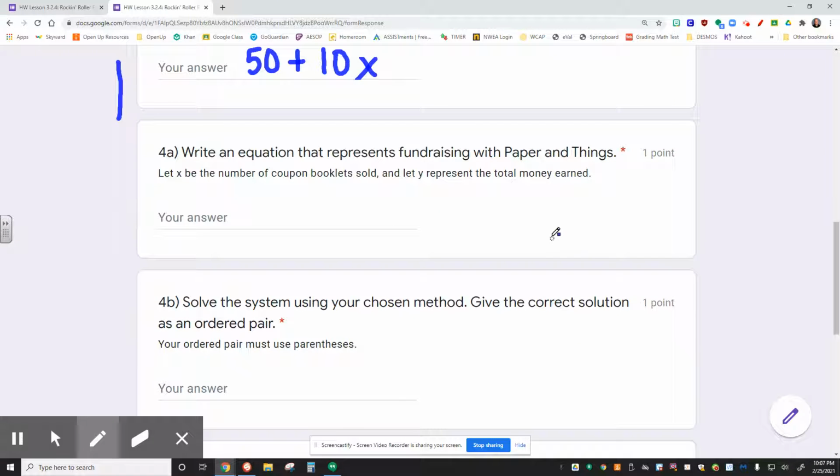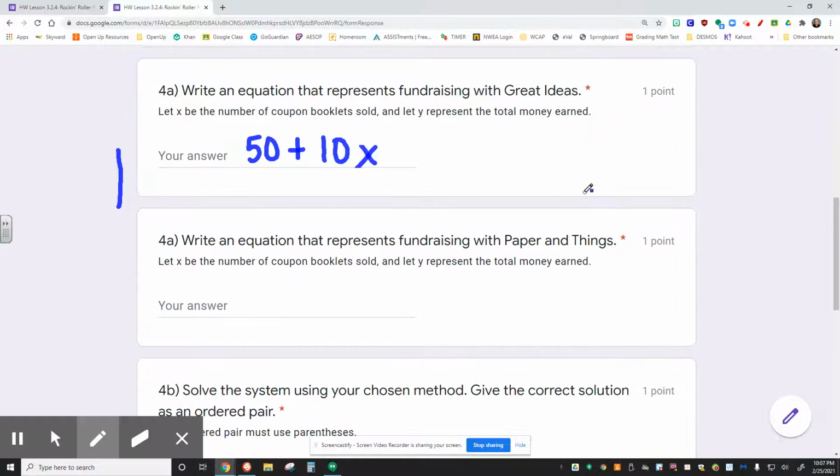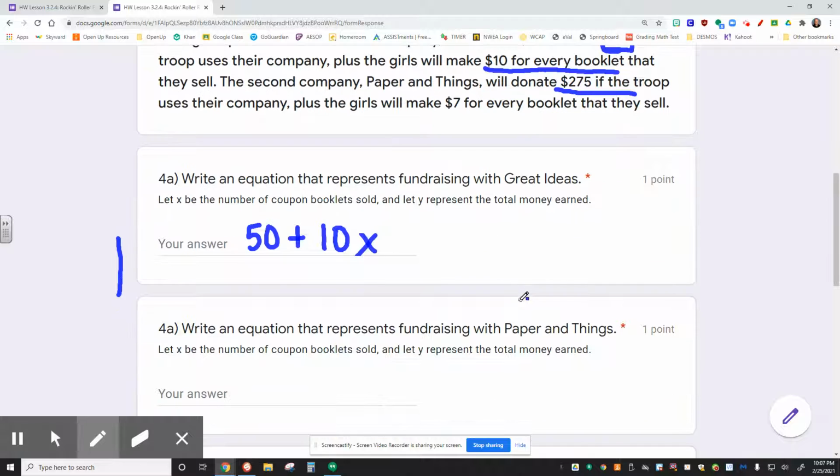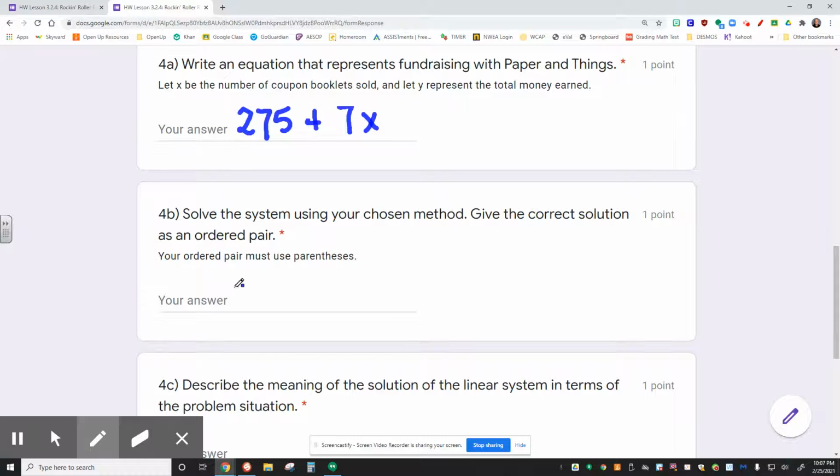After that, we're looking at Paper and Things. Remember, they were a little more generous. They said they were going to start out by donating $275 to the troop, plus $7 for every booklet that's been sold. So instead of starting with $50, we can start with $275 plus the cost of every single booklet, or plus the bonus for every single booklet, I guess you could call it. Remember, there's one more piece to this. Don't forget it. And then after we're done, we're going to solve using this chosen system.